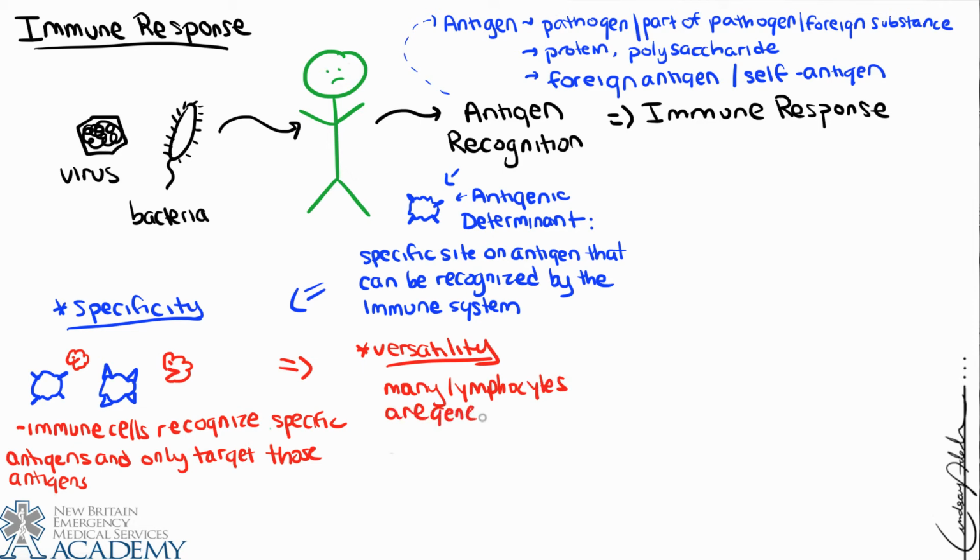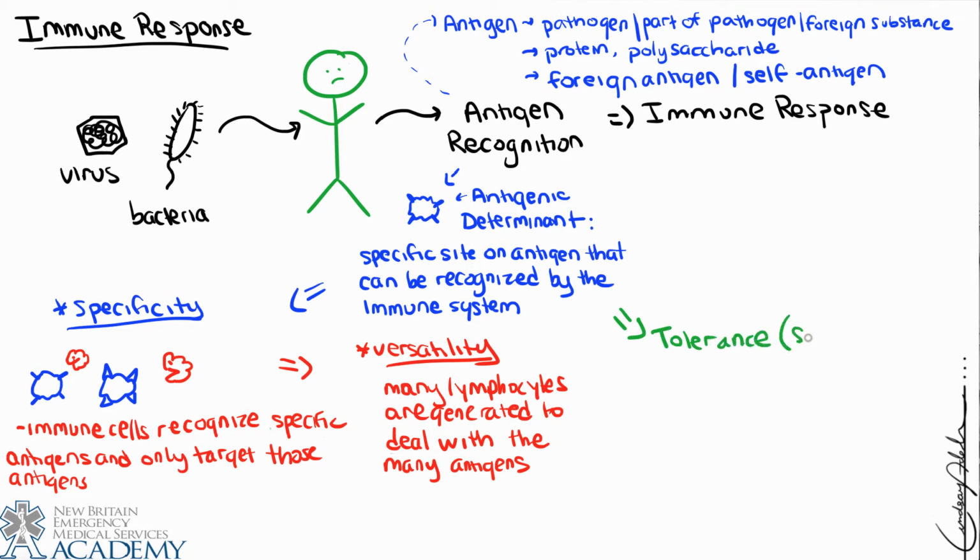And so we have this other idea called versatility, which basically means that there are so many lymphocytes, probably in the trillions, that are generated to deal with the different types of antigens. So we just make enough to deal with the different types and still maintain specificity.